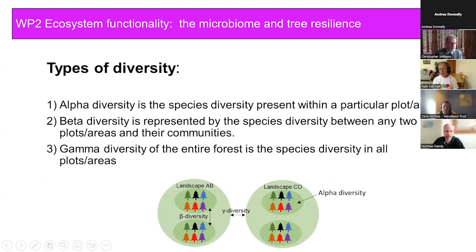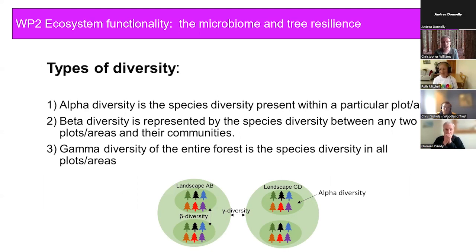So when we talk about diversity, we need to be aware that we can measure diversity at different scales, and they're going to be taking that into account. So what this slide here is talking about is those different scales of diversity.